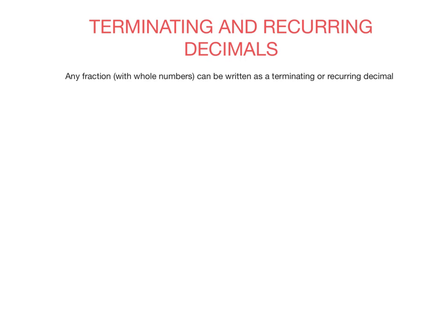Today we're looking at terminating and recurring decimals. So we've already learned that if we have a fraction, we can write it as a decimal that has the same value. You know, a half is 0.5, 3/5 is 0.6, and so on. It turns out that any fraction, as long as it has a whole number for numerator and denominator, can be written as either a terminating decimal or a recurring decimal. So let's look at exactly what they are.